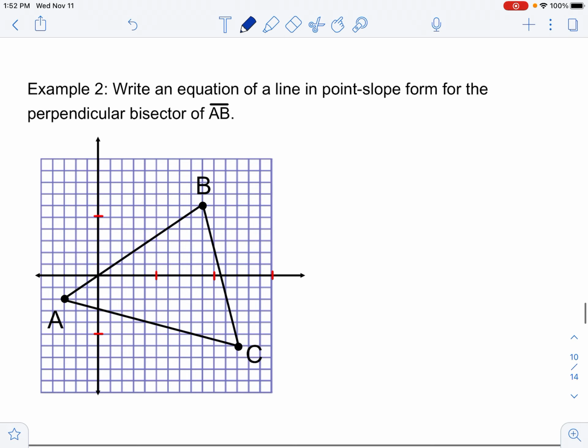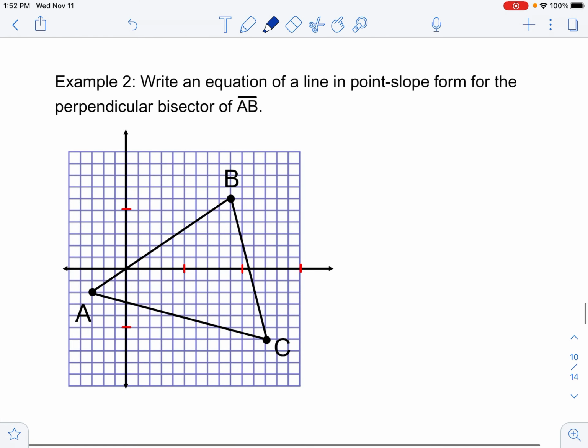Okay, let's try another one right away here. It says write an equation of a line in point slope form for the perpendicular bisector of AB. So notice this is the exact same triangle, but now I'm going to perpendicular bisect AB. So I'm going to highlight AB first. I want to perpendicular bisect that. So I need a point right in the middle. That's a midpoint.